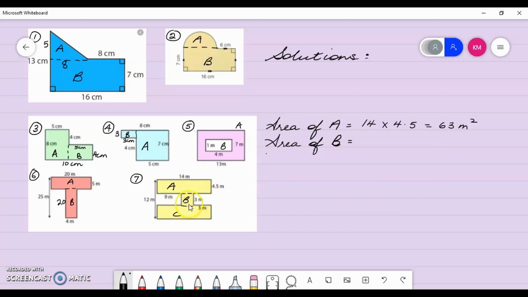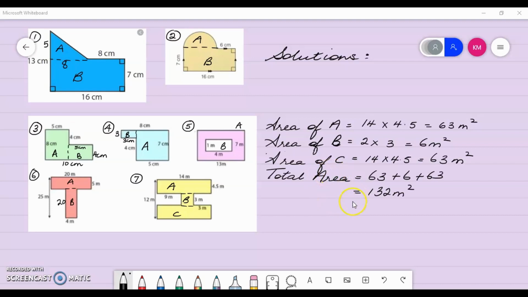And to find this distance, it's going to be 9 and 3, which is 12, and I take that away from 14, I'm going to get 2. So it's going to be 2 multiplied by 3, which is 6 meters squared. And the area of C is going to be 14 multiplied by that same 4.5, and that is going to be 63 meters squared. My total area is going to be 63 plus 6 plus 63 to give me 132 meters squared.